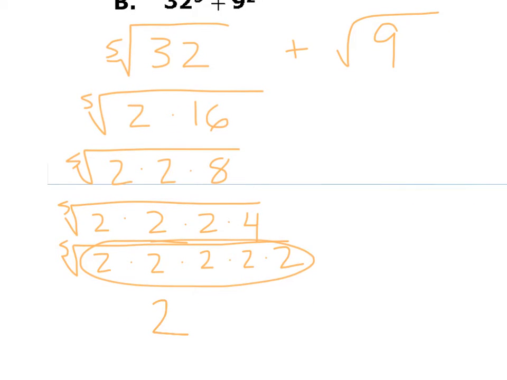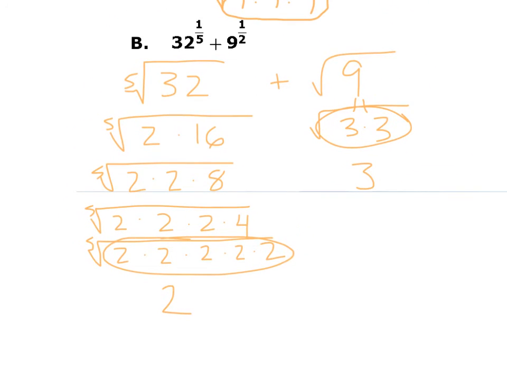So the first part, our answer is 2. But now we need the square root of 9. What does 9 break down into? 3 and 3. How many numbers do we need to circle here? 2. Remember, if we don't have an index number, then it's implied that it's just 2. So the square root of 9 is 3. And now we need to add the 2 together. So what's our final answer? 5.